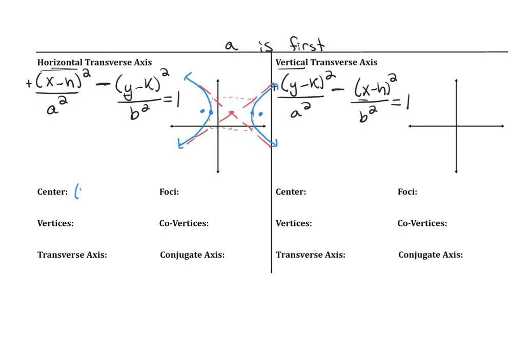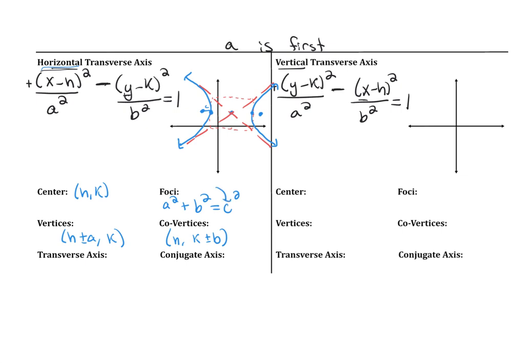All right, so the center is (h, k), and the vertices, when we're horizontal, would be (h plus and minus a, k). And then your co-vertices will be (h, k plus and minus b). Your foci, similar to ellipses, we use a formula to find that c value, and the c value will tell you how far away from the center they are. This time it's a squared plus b squared equals c squared, and we'll find c.